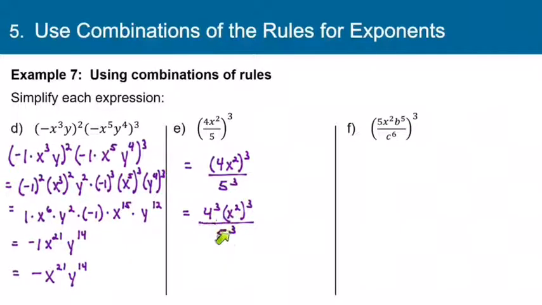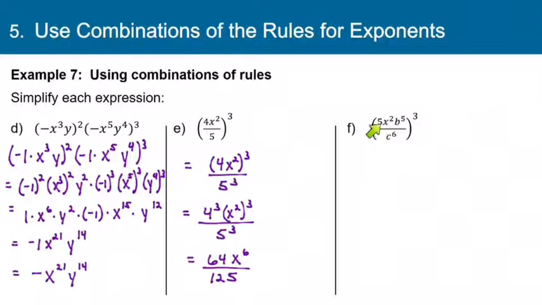Now we'll evaluate each of these and we'll use a power rule here. 4 to the third is 4 times 4 times 4. You might have to jot that down and work it out, but I'm just going to go ahead and tell you that's going to be 64. X squared to the third, you would use the power rule to simplify, and that would be x to the sixth. And then in the denominator, 5 to the third would be 5 times 5 times 5, that's 125.